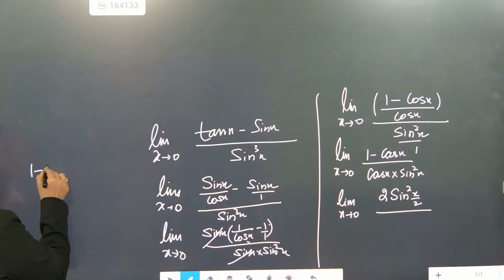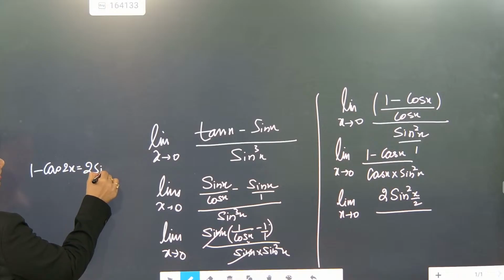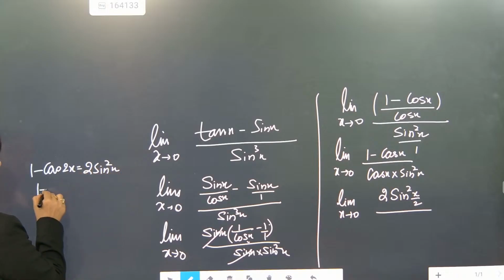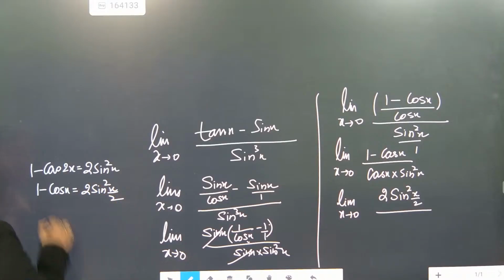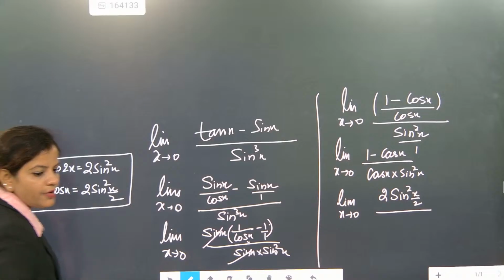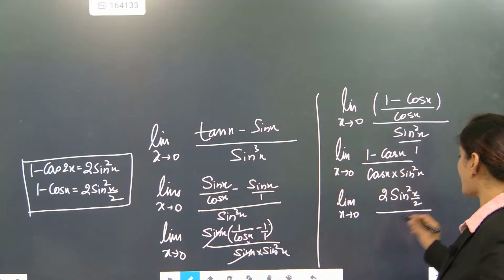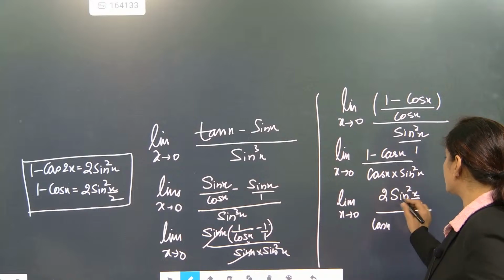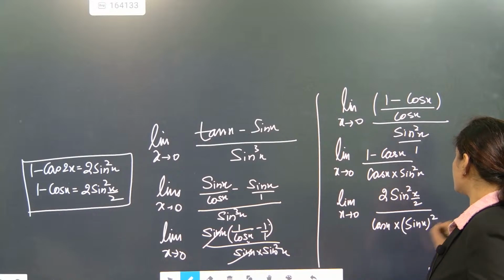Remember, 1 minus cos 2x is 2 sin square x. So 1 minus cos x is 2 sin square x by 2. This is the formula. I hope you might have understood. So please check this one out. Sujata, you do the math and check this one also. So this is coming as sin x by 2 whole square.